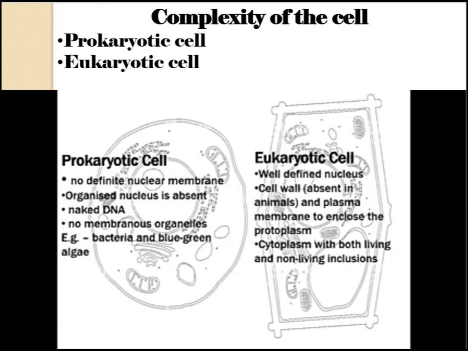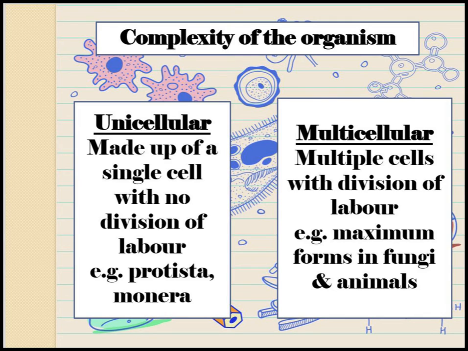Then, in prokaryotic cells, there are no membranous organelles. What is an organelle? You have to search it out. No membranous organelles are there in prokaryotic cells. In eukaryotic cells, cytoplasm with both living and non-living inclusions, the typical 2 types of organelles, are there. Now, these are the very basic structures of prokaryotic and eukaryotic cells. And if you want to know more, again, I'm telling you, please do check out our previous video. We have discussed it in a detailed way.